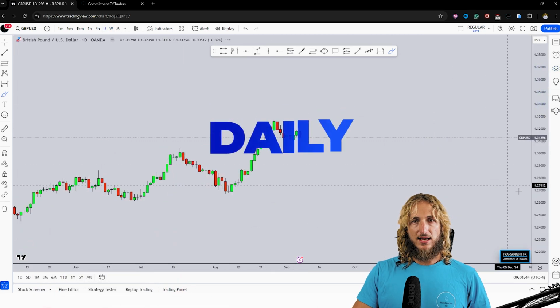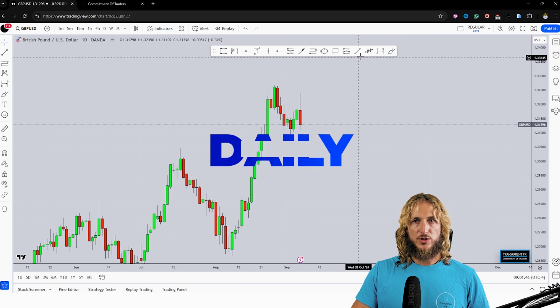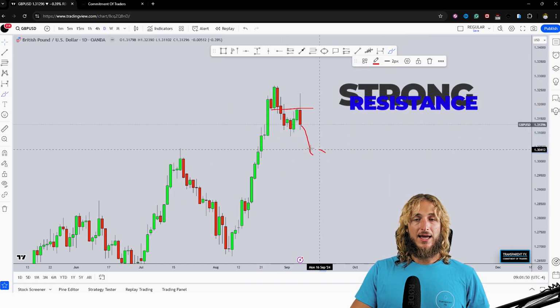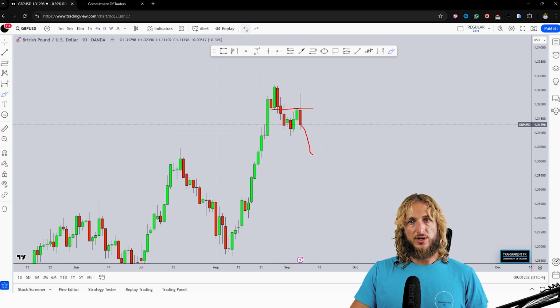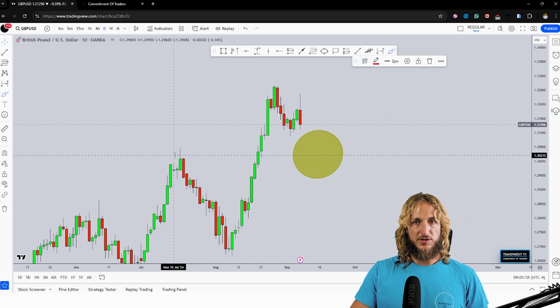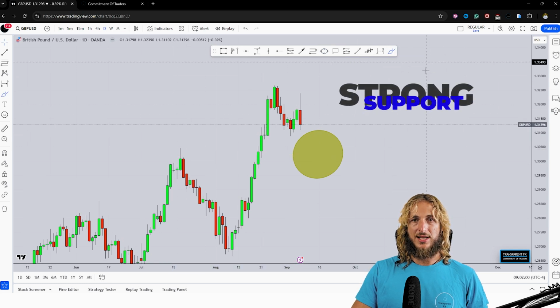Now, if we go down on the daily, what we can notice is that we have a market which at the moment has found some resistance at this zone and seems to be heading towards that support and confluence of support that we have previously identified, which is around this area, because this is the previous resistance turn support that we have previously identified.